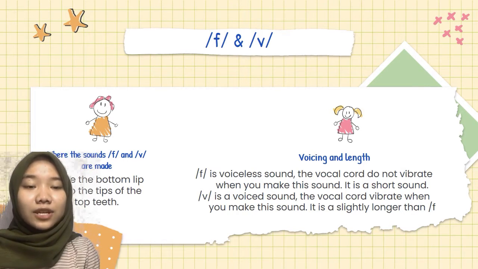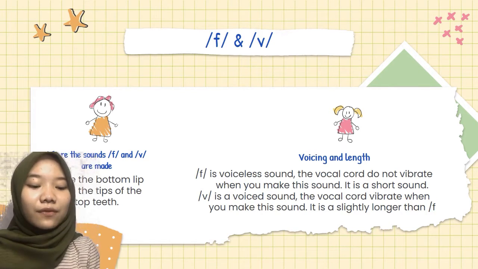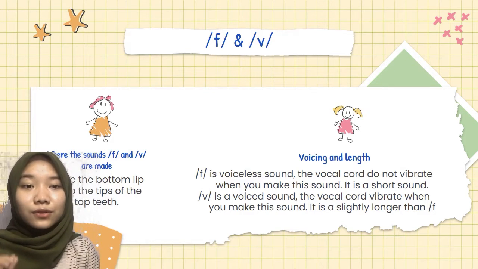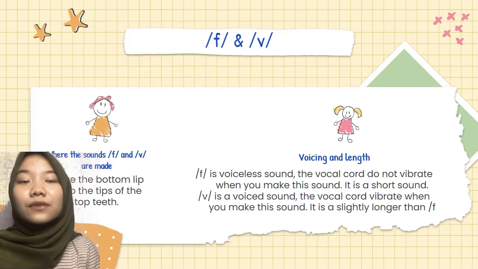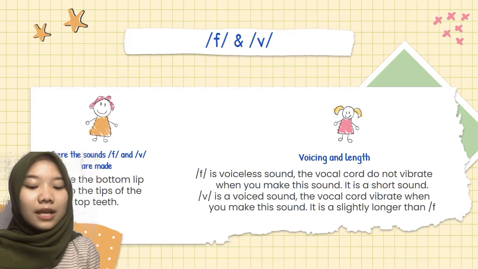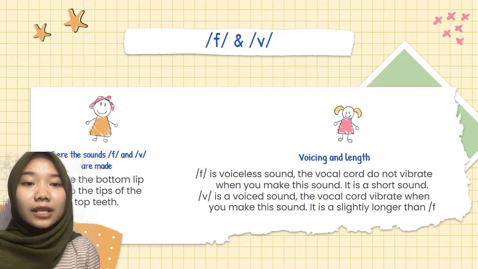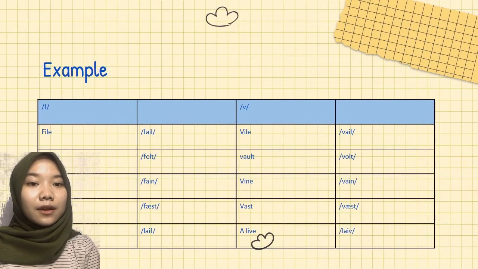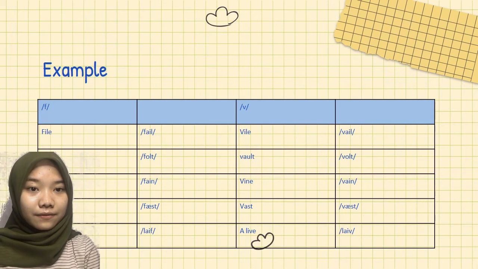And next is voicing and length. F is a voiceless sound. The vocal cords do not vibrate. When you make the sound, it is a short sound. V is a voiced sound. The vocal cords vibrate when you make the sound. It is slightly longer than f. Example: file, vial, live, alive, face, vest, fine, fight.